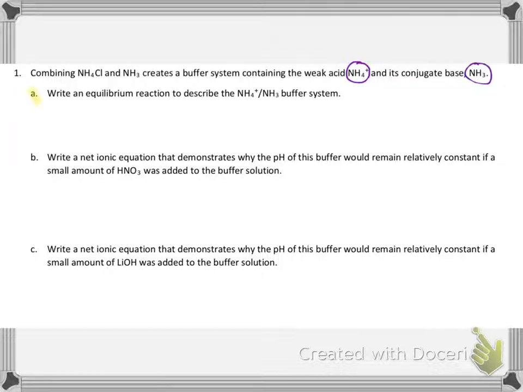You're going to write the equilibrium reaction to describe the buffer, and you're going to come up with the two net ionics that demonstrate why the pH is relatively constant, even if the buffer is attacked by an acid or a base. When you are ready to check your answers, go ahead and unpause the video.